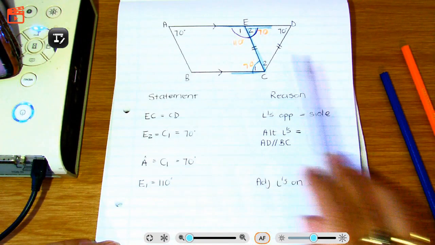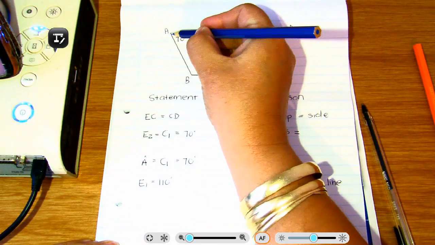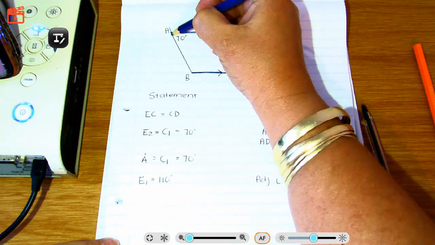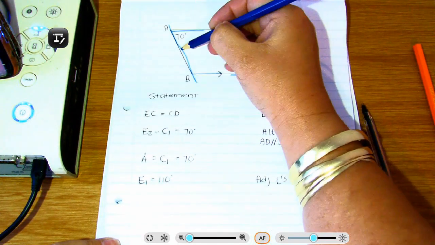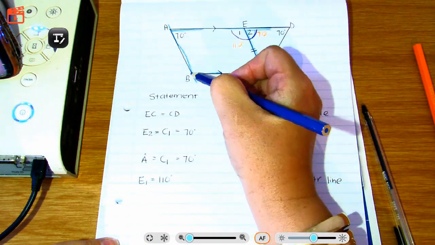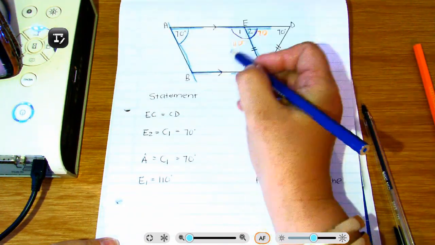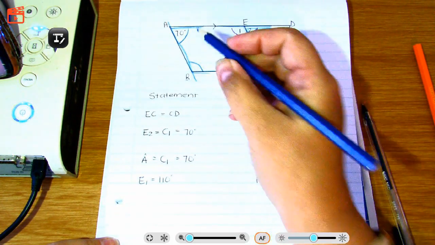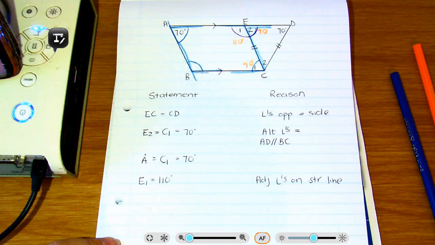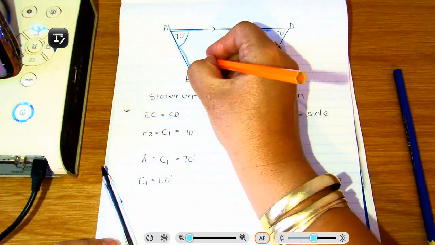So you should see again that you've got parallel lines cut by a transversal, excuse my skew line, and you should see that this forms the shape of a U. So we know that A and B are supplementary, meaning they add up to 180. Therefore, angle B is equal to 110 degrees.